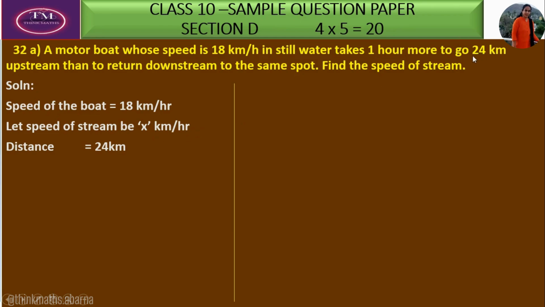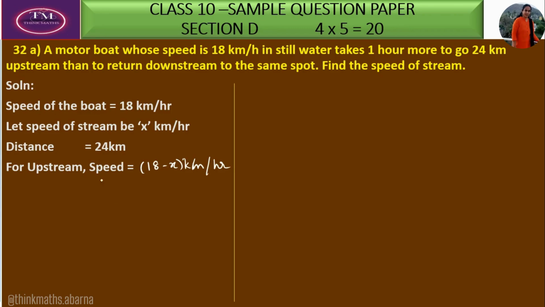What is the distance it has to travel? It has to travel 24 kilometers, so distance is equal to 24 kilometers. For upstream, what is the speed? It is 18 minus x. You subtract the speed of the stream from the speed of the boat to get the upstream speed. So it is 18 minus x kilometers per hour.